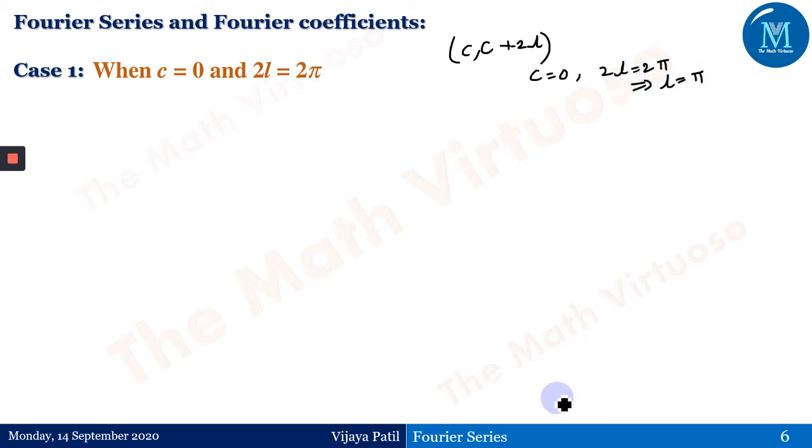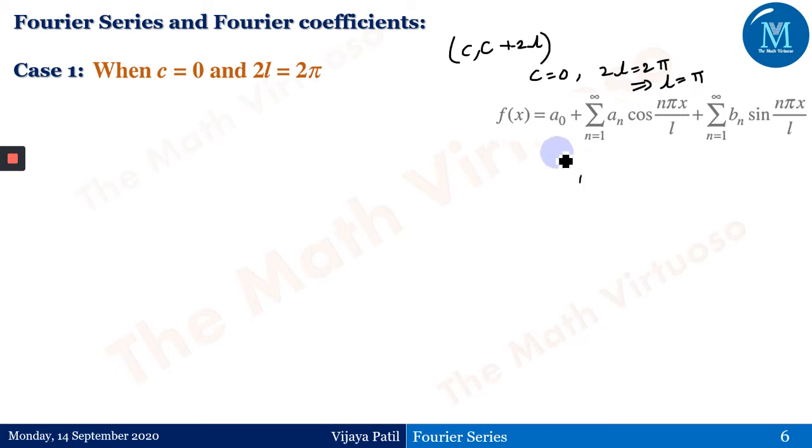L is equal to pi. So what will happen here? This is the series: f of x is a0 plus summation of an cos of n pi x by L, n moving from 1 to infinity, plus summation of bn sine of n pi x by L, right?